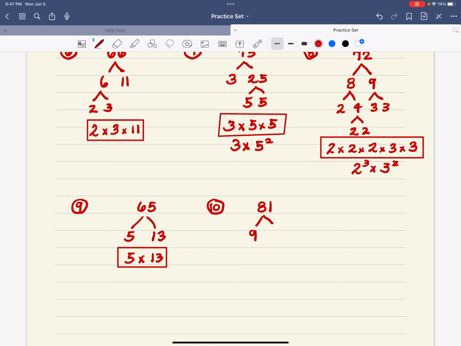I'm going to use 9 times 9. That's a perfect square. Those each break down to 3 and 3. So my prime factorization looks like that. Or you could just say 3 to the 4th power.